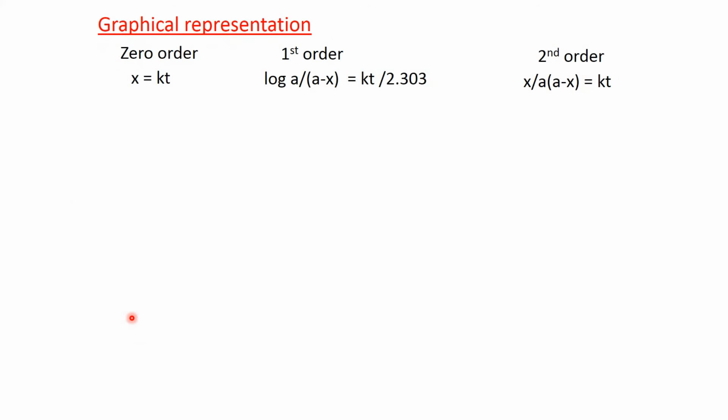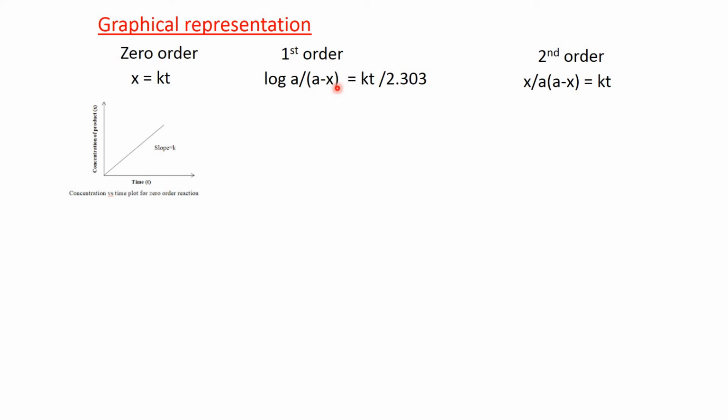Now, graphical representation. See, this is a zero order reaction. We know x is equal to Kt. That is the equation. So here if you plot the concentration of product versus time, it is y equals mx, that means a straight line passing through the origin. The slope will be equal to K. Now, this is a first order reaction. Log a0, that is the initial concentration, divided by (a0 minus x).